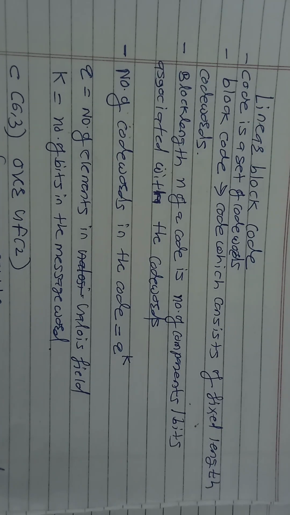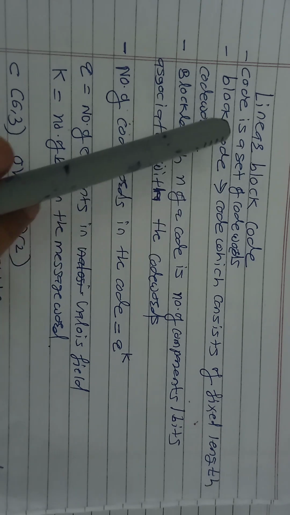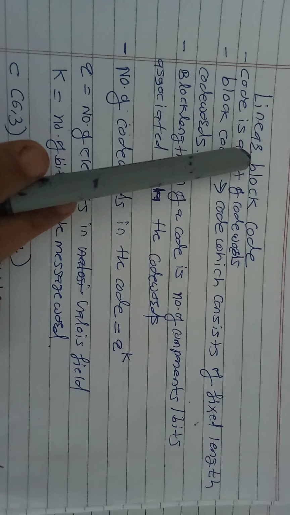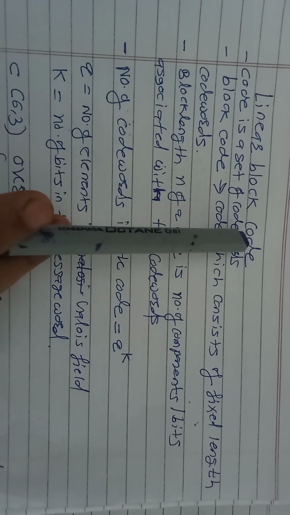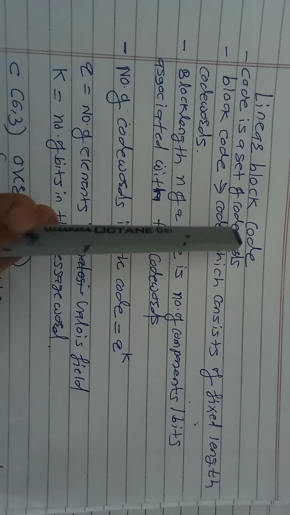In this video, we will study the encoding part in the linear block code chapter. First, we will understand the meaning of linear, block and code. So for code, first we will see what is code. Code is a set of code words.